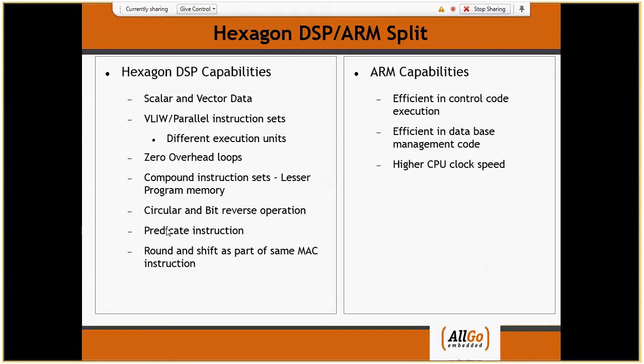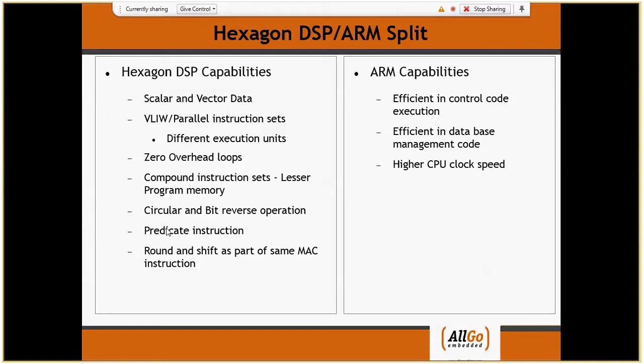And there are some compound instruction sets where you can have a smaller memory program, as this can do some of the operations together. Different operations can be done in one instruction. It also supports circular and bit reverse operations. These are very important when you're trying to do some filtering and some FFTs and things like that. There are also very good instructions, like the predicate instruction, where you don't have to have a branch instruction when you're trying to do some if-else condition type of instructions.